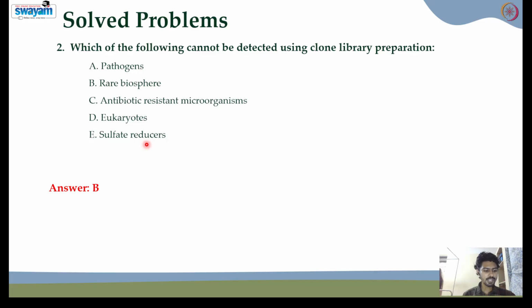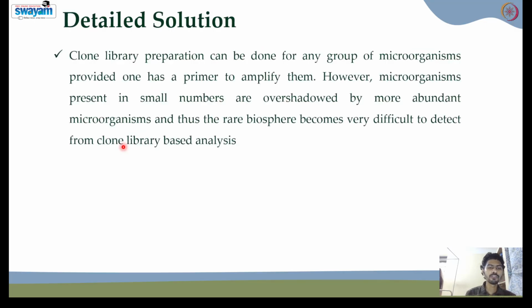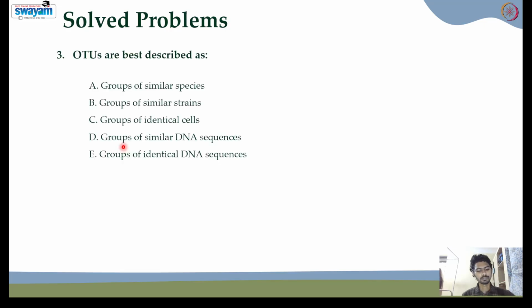And sulfate reducers, what happens? These are a specific group of microorganisms that can be identified and characterized. So options A, C, D, E can be easily identified by cloning them in the appropriate plasmid. Whereas rare biosphere, due to the overshadowing of the most abundant microorganisms, cannot be detected as easily as the other options. That is why option B is correct. So now we will move on to the next question.